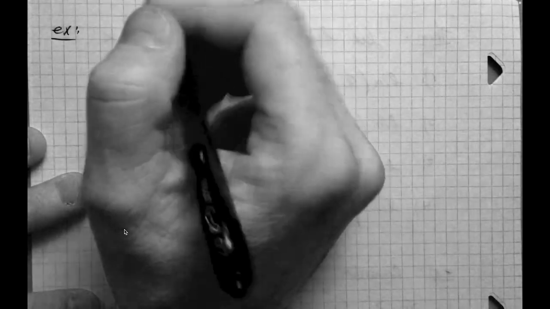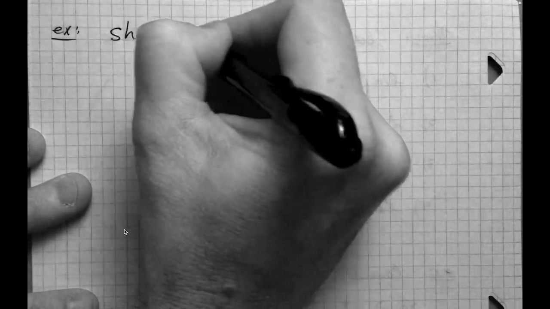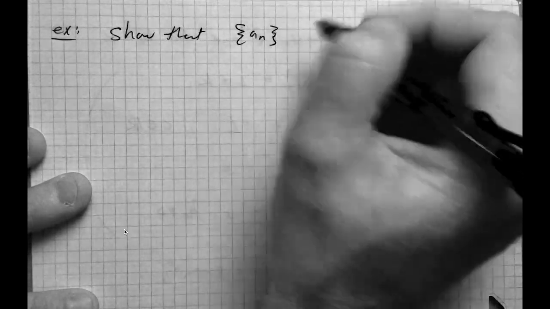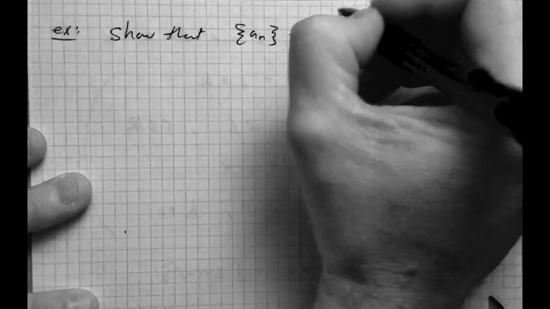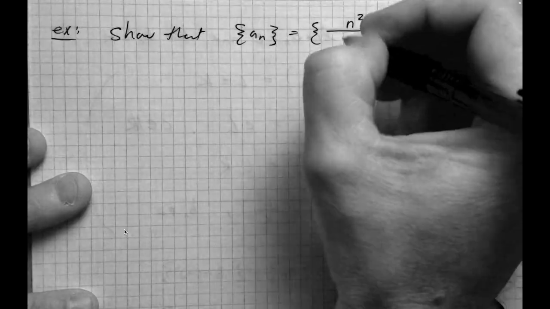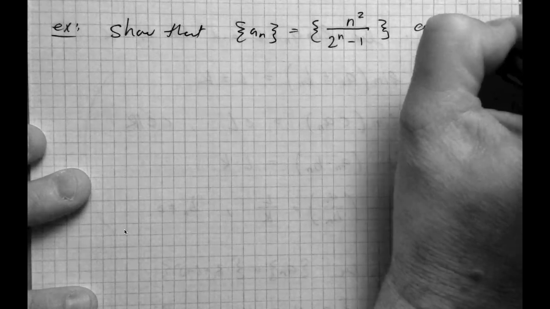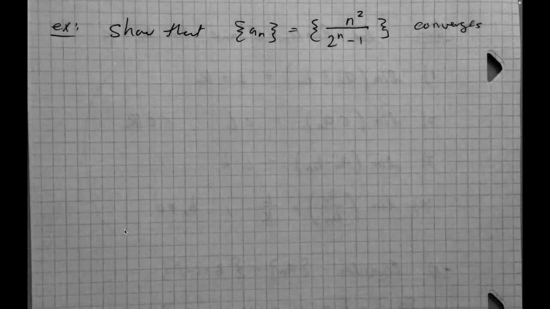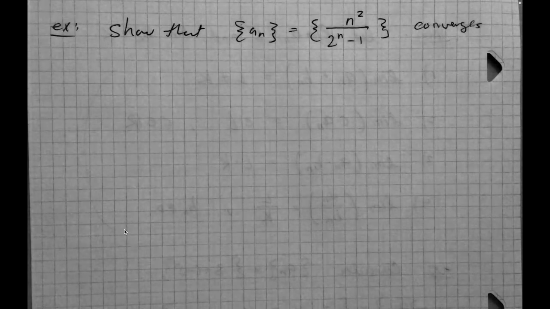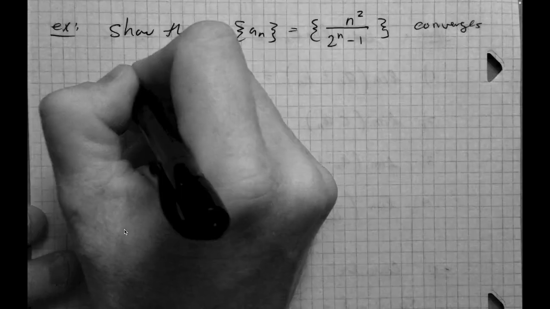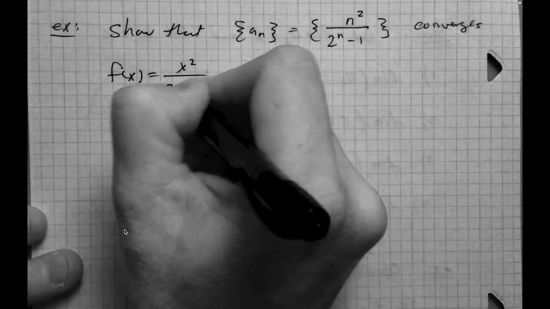All right. Very good. Let's see what's next. How about this example? This series does converge. Our sequence does converge. Let's show that a of n equals n squared over 2 to the n minus 1 converges. Okay, so we know it converges. We're told it's convergent. Let's see what we can do with this. Let's just think of this as a function. F of x equals x squared over 2 to the x minus 1.